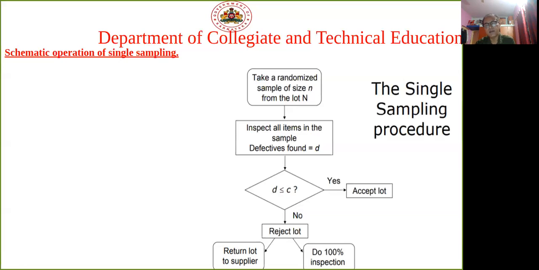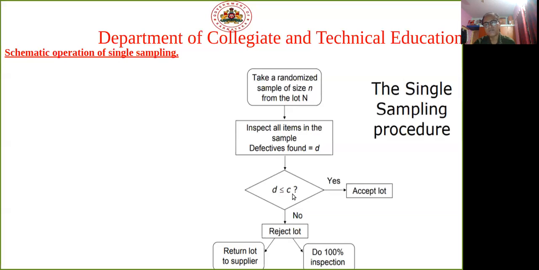Say d is equal to, say for example, 2. Then c is equal to, say, 2. So now d is 2, c is also 2. What does it mean? d, the number of defectives, is equal to the acceptance number. So what does it mean?